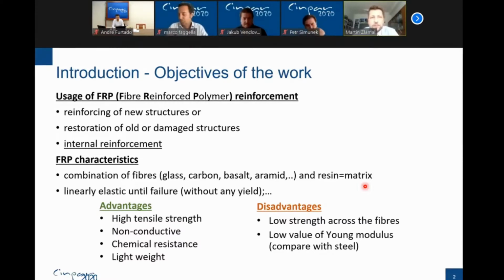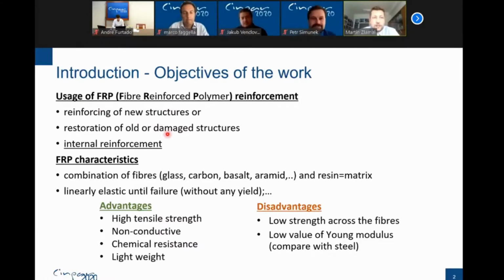In our project, we suppose that we will use the FRP reinforcement, which is used as an internal reinforcement. And where it's possible to use these reinforcing bars, we may use it for the reinforcing of new structures, or we may use it for the restoration of old or damaged structures.